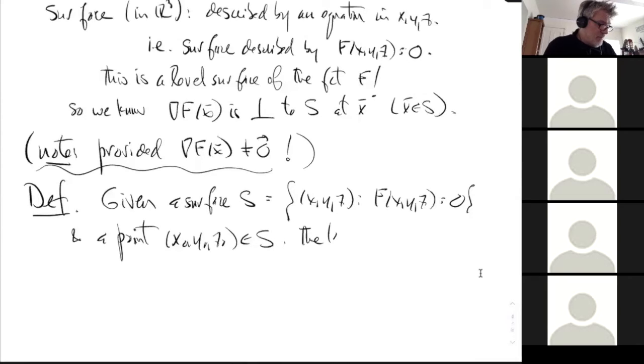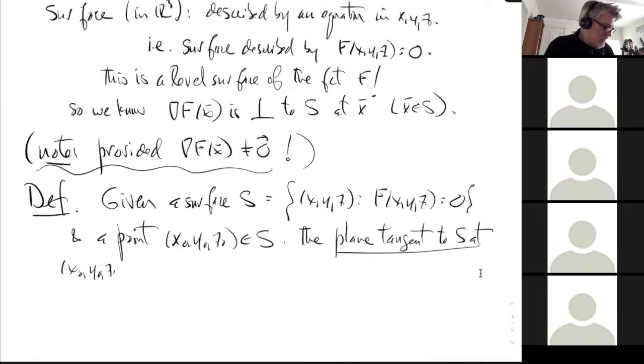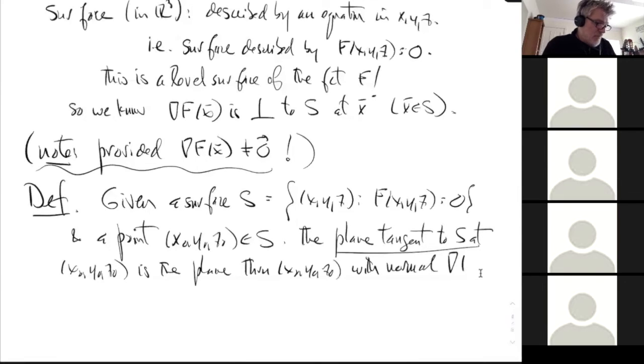then the tangent plane, or the plane, I should say, the plane tangent to S at this point is the plane through this point, obviously, with normal gradient of f at this point, provided it is not 0. Otherwise, this doesn't make sense.